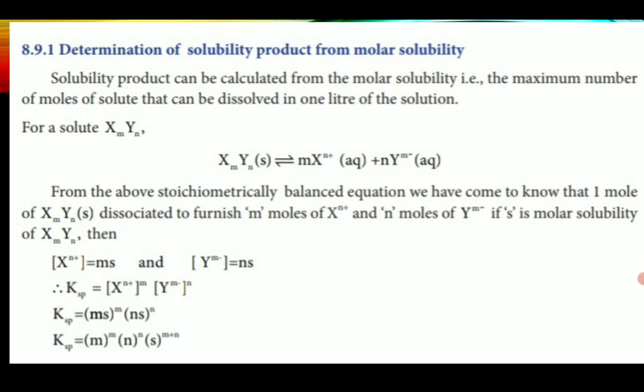So for a solute XmYn, which dissociates to mX^n+ and nY^m-, from this balanced stoichiometric equation, we get [X^n+] equal to mS and [Y^m-] equal to nS. So Ksp is equal to [X^n+]^m into [Y^m-]^n. So finally we get Ksp equal to m^m n^n S^(m+n).